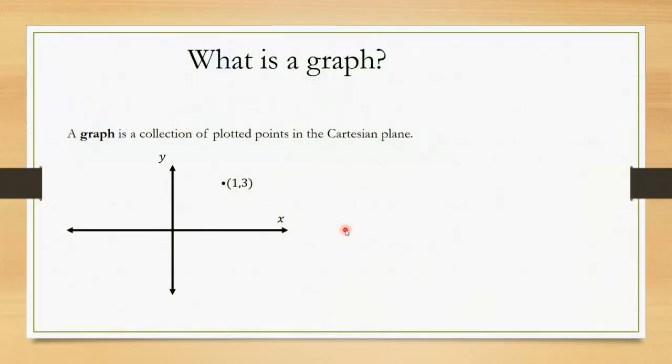Okay, so what exactly is a graph, though? Well, you probably have seen graphs or even made some in high school. But what exactly is a graph? A graph is really just a collection of plotted points in the Cartesian plane. It's just a collection of points that have been plotted in the plane. That's really all a graph is.